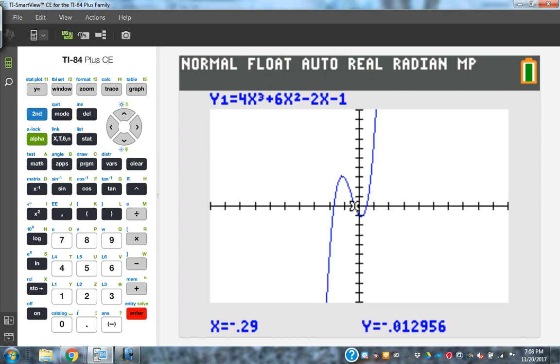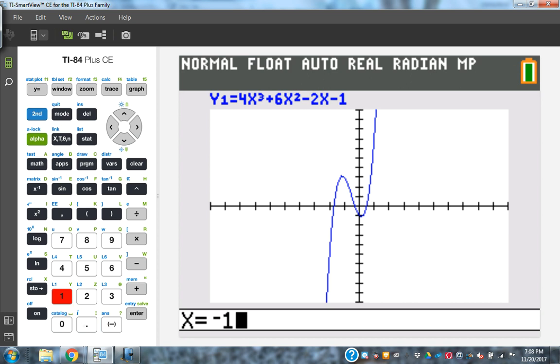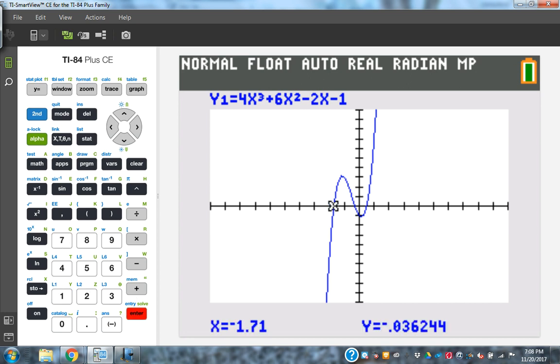Notice the y value is not quite 0, but it's real close, right? Remember, I rounded that number. And then negative 1.71. Ooh, yeah. The y value is almost 0. It's right there. You can see it blinking right there on the spot. So those are my zeros of the polynomial. The degree of the polynomial that I started with, or the highest exponent, was 3. I had 3 zeros. Okay.